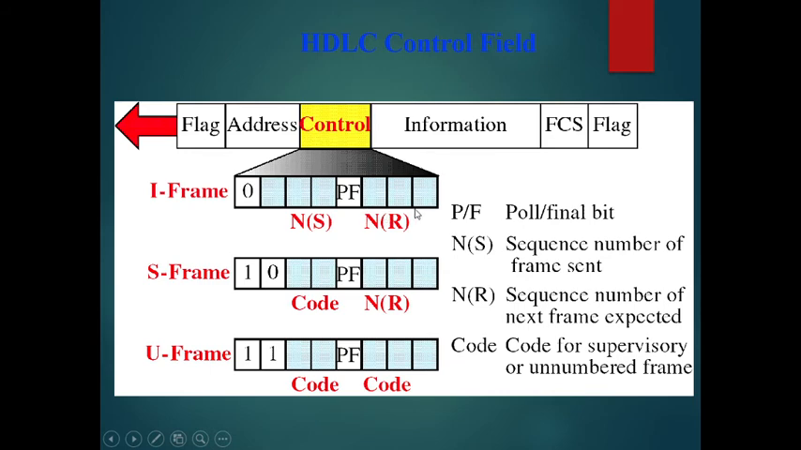The next 3 bits represent N(R), the sequence number of the next frame expected. This means that the receiver is now going to acknowledge back to the sender, acknowledging the sequence number of the next frame expected. So N(S) is the frame sequence number, and N(R) is the acknowledgement number. For that we are using again these 3 bits.